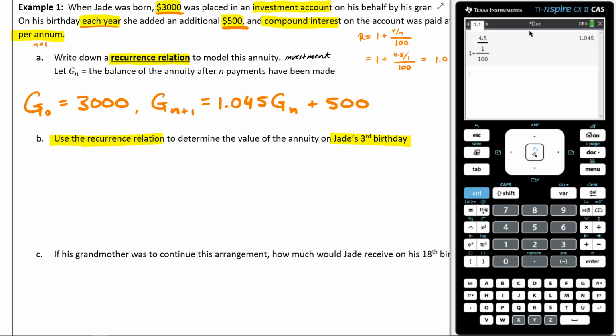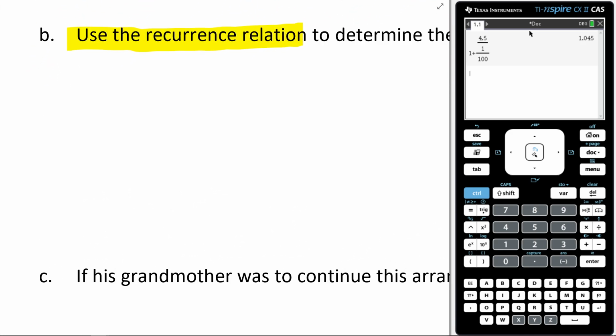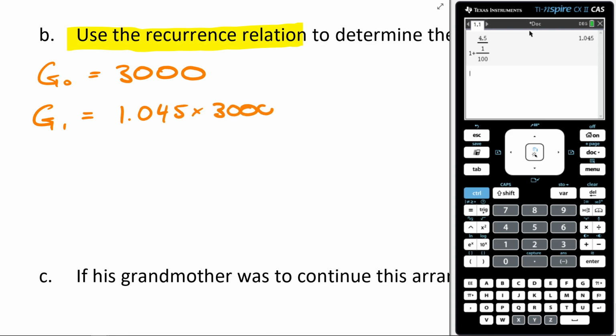3rd birthday. So what we're going to do here is actually use the recursion relation. Let's zoom in here. We're going to have to show our working. We're going to say G of 0. You're going to have to write a little small here because we're going to have to fit in a few lines of working. 3,000 is what we start with. Then I'm going to go G of 1 is equal to 1.045 times by 3,000. Then I'm going to plus onto that 500.